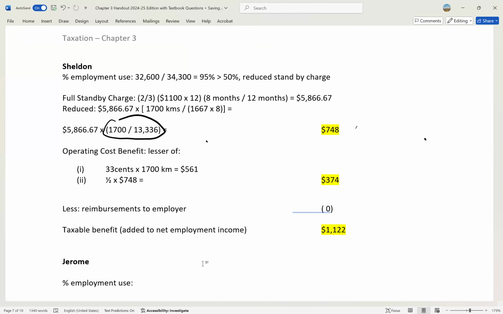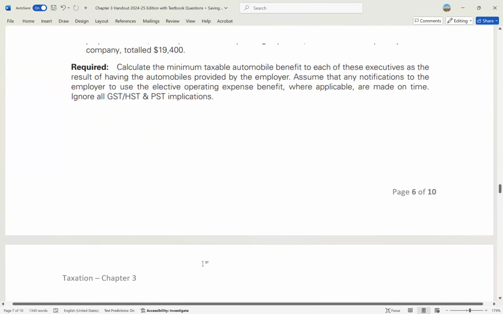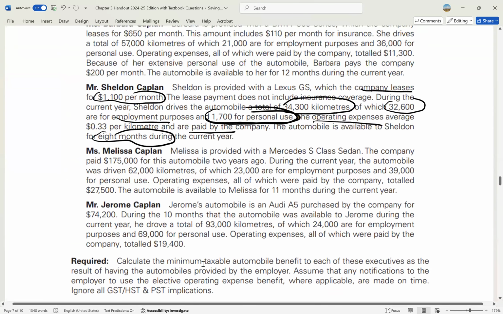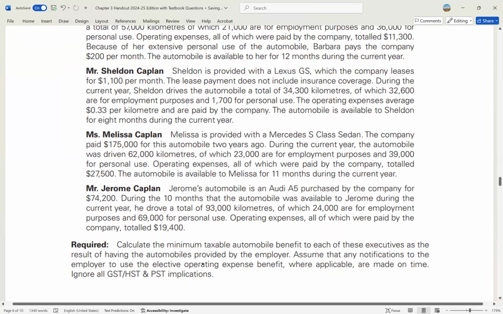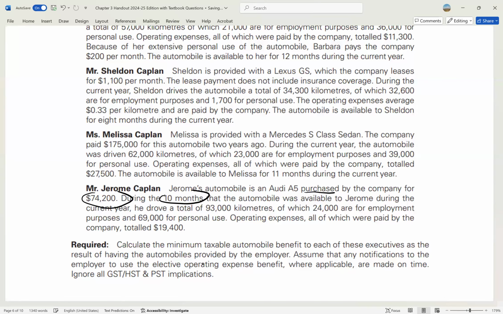So let's have a look at Jerome. And the reason I picked Jerome is that this is going to use the formula for when the car was bought by the company. So with Jerome, the car was bought by the company for 74,200. It was available for 10 months. He drove it 93,000 kilometers, 24,000 for employment, 69,000 for personal. So drove it a lot for personal. And all the operating expenses were paid by the company.